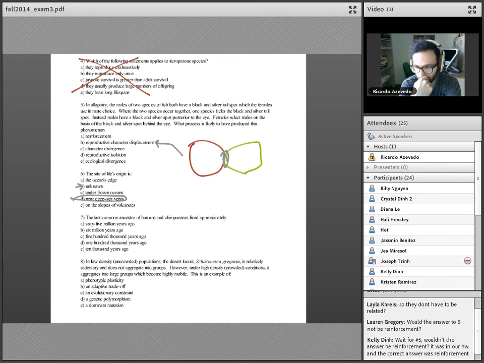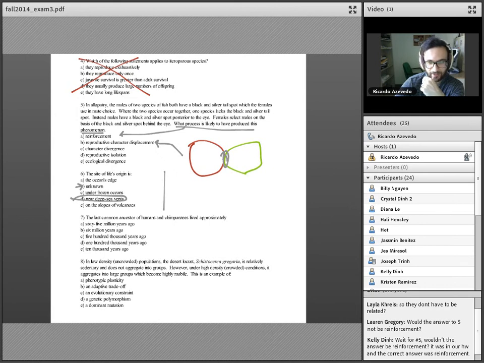Lawrence says, would the answer to 5 not be reinforcement? And Kelly says, for 5, would an answer be reinforcement? It was in our homework and the paragraph was reinforcement. Oh, sorry. Yes, you are right. So the process that produced it is reinforcement for 5. The character displacement and reinforcement are very similar in a lot of ways, but reinforcement is probably the correct answer.